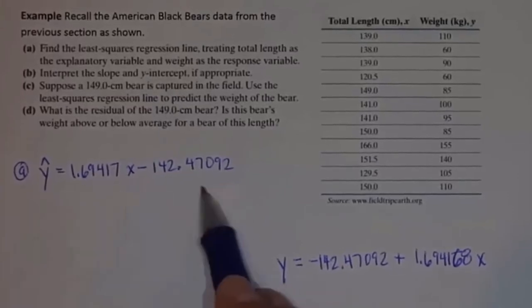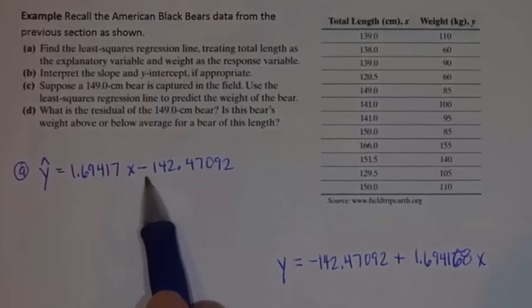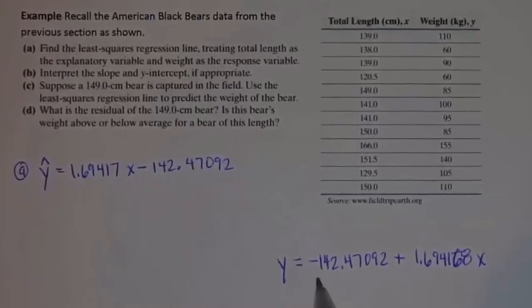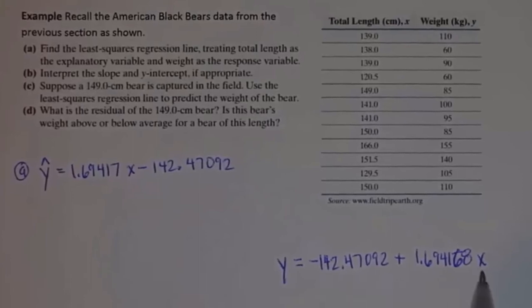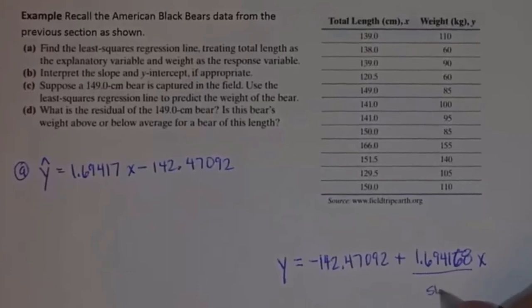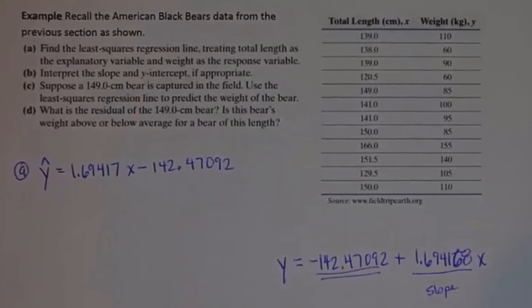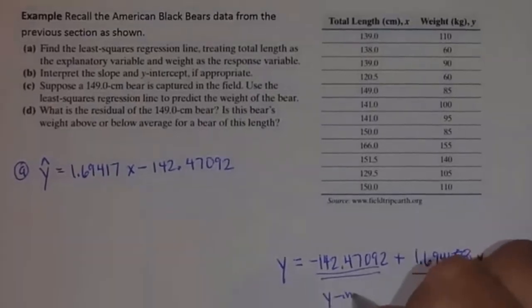Now, look how we write it here. Normally, we write the slope times X, and then we have the intercept. In statistics, often that's done backwards. It's the intercept first, then the slope times the X. That's very common in statistics. So just be mindful. If you look at the equation this way, 1.694168, that's the slope, right? This is the slope. And if you look at the negative 142.47092, that is the y-intercept.